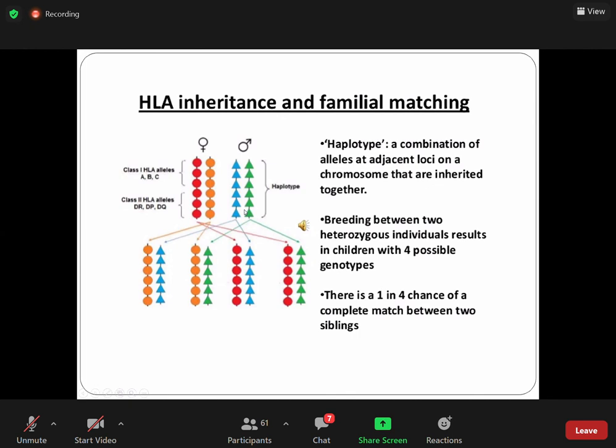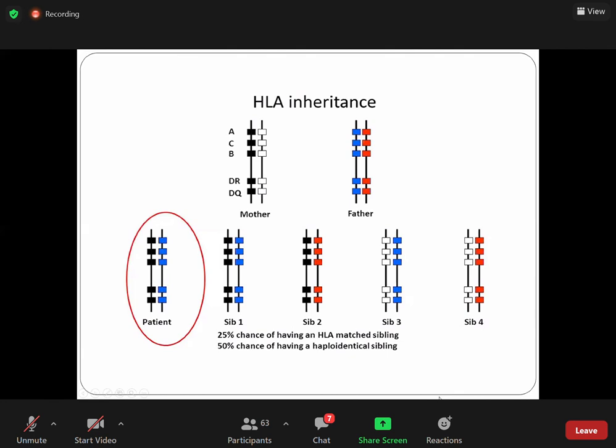There is a 25% chance of having a fully matched sibling, and 50% chance of having a haploidentical sibling. Haploidentical means half matched with the patient. You all need to understand this because it is important for the preference of non-rejection.